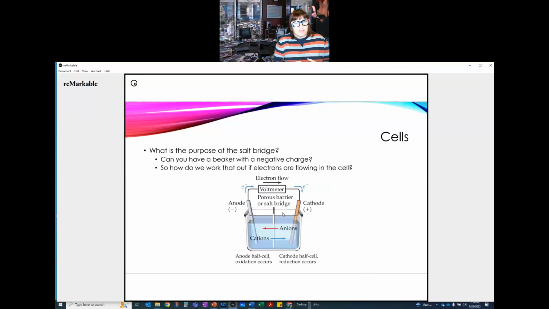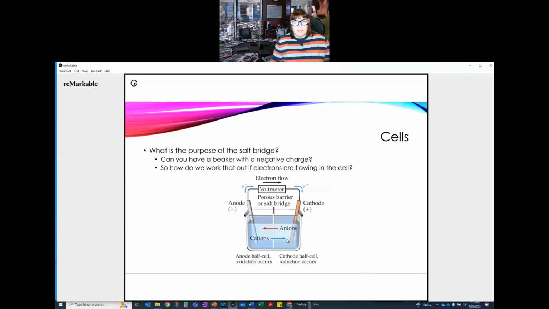Now, there are lots of things that can be used as salt bridges. So there's the one that we just saw where there's this gel or liquid in this thing that has porous ends so that we can move those ions. You'll see that right here, there's some barrier, and it shows that anions and cations can move. This is very similar to what we have in the laboratory.